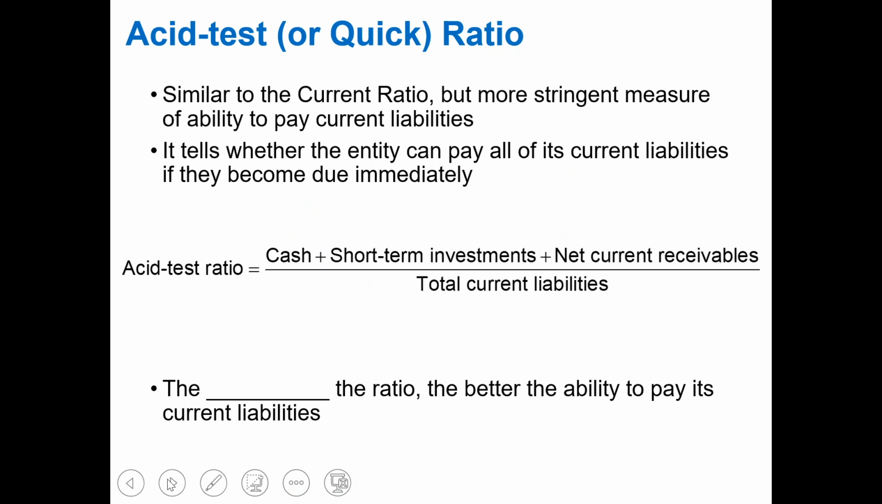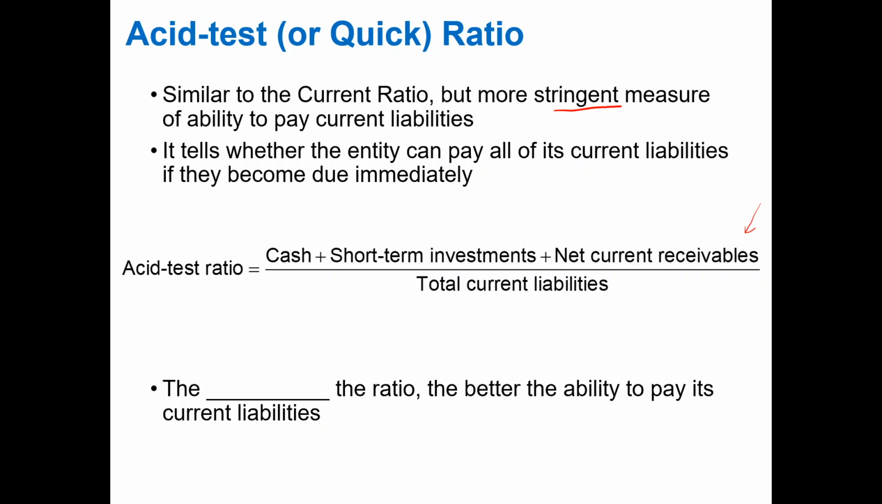The first ratio is called the acid test ratio or the quick ratio. Now this is similar to the current ratio, but it's more strict or more stringent. So it looks at the ability of the company to pay its current liabilities. But as you can see here, rather than using all of the current assets, we only use these three: cash, short-term investments, and net current receivables. And these three current assets are the most liquid, or the ones that can most quickly be converted to cash.